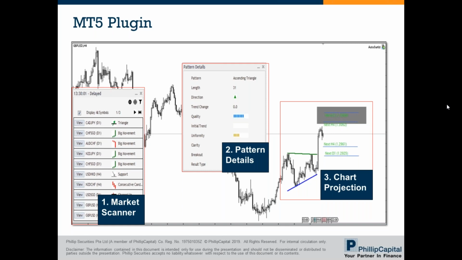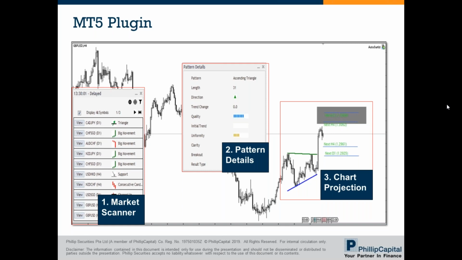Right, earlier on I mentioned it is a continuation pattern. As you can see, before the formation of this ascending triangle, there was a burst to the upside. So the final component of this plugin is the chart projection. You will not only be given the name of the pattern, you will also receive the projection in your charts of how this pattern looks like, where exactly it is located. So you don't have to hunt it down on your own. You don't have to mark it out on your own using drawing tools. This software does it all for you.